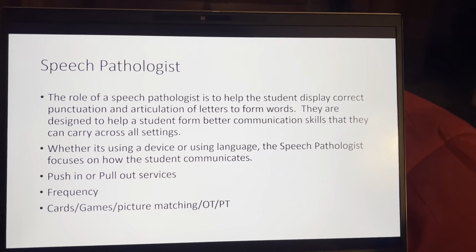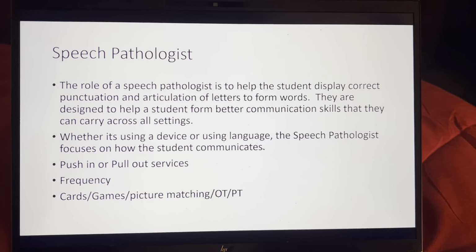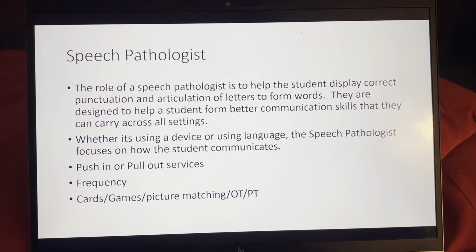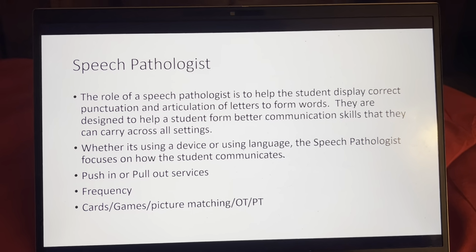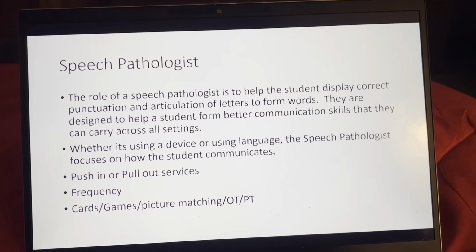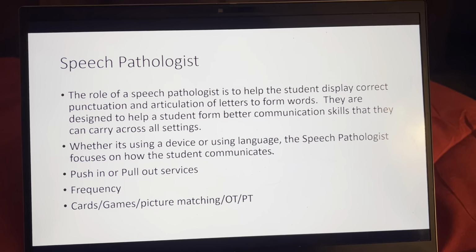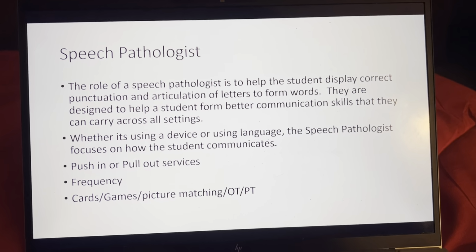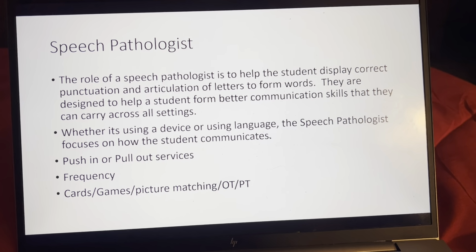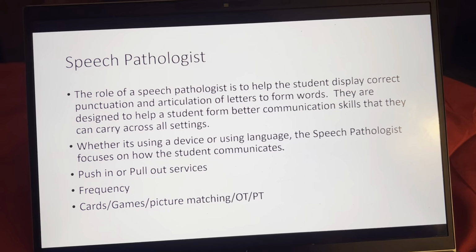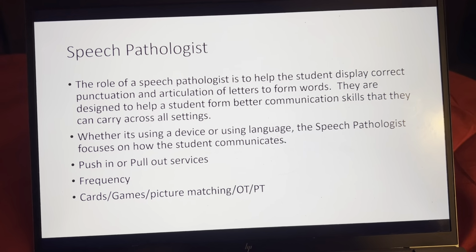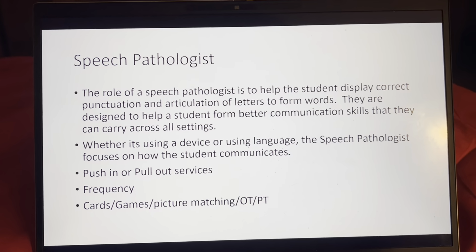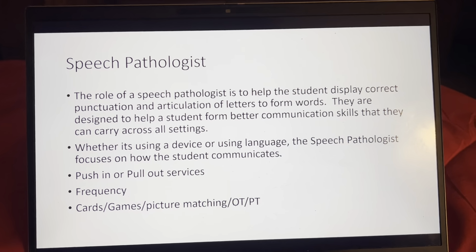It doesn't always have to be with vocabulary. It can be with the device that they're using. The speech pathologist is designed to help and motivate whatever form of communication they use. They're designed to help aid them, to help them make it better, to make it easier for them. Some people are seen once a week, some are seen twice a week. The speech pathologist will sit there, they'll do cards, they'll do games, picture matching, and they'll even collaborate with OT and PT.